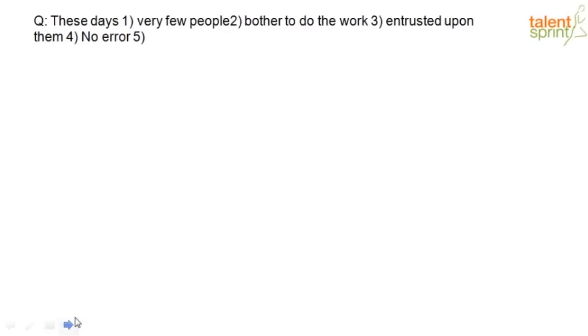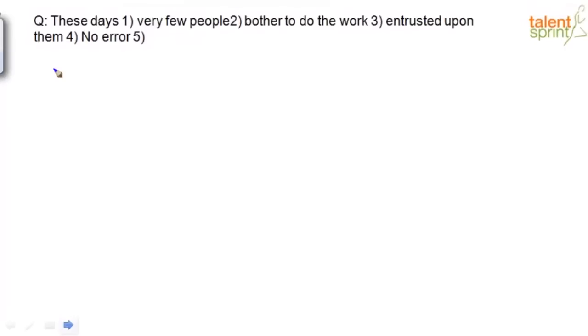to spot the errors quickly. Let's take a look at a couple of example sentences to understand this better. These days, very few people bother to do the work entrusted upon them. Where do you think the error is? Four parts. Any guesses? These days, which means nowadays, very few people. Seems fine. Very few people, quantifying the people. How many people? Very few people. What? Bother to do the work. So basically they don't do their work, whatever is given as a responsibility.